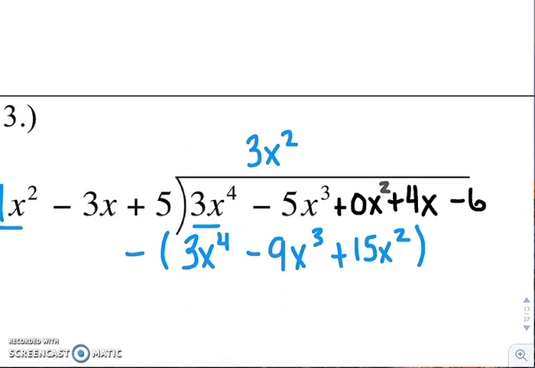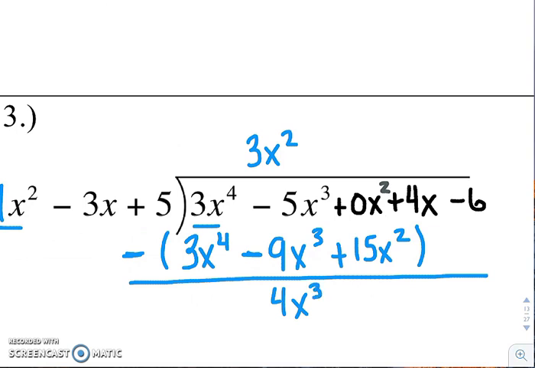So 3x to the fourth minus 3x to the fourth should cancel, and they do. Negative 5x cubed minus negative 9x cubed, that minus negative becomes a plus. So negative 5 plus 9 is 4x cubed. 0 minus 15 is negative 15x squared. And it's a little off, but bring down that next term, which would be your x.